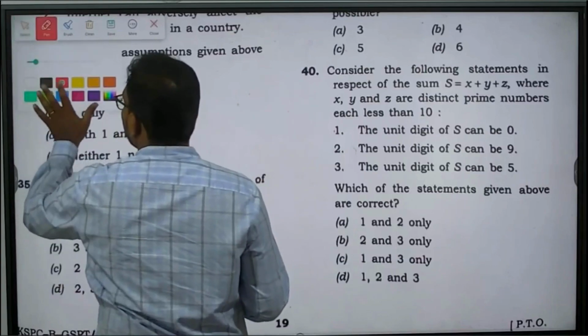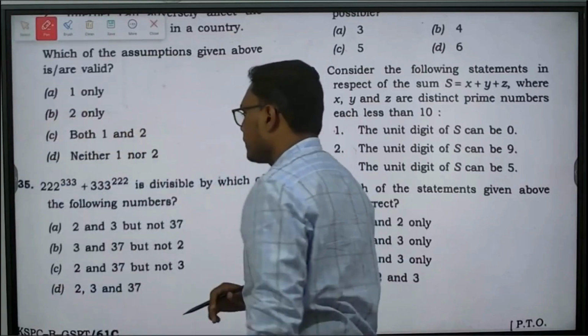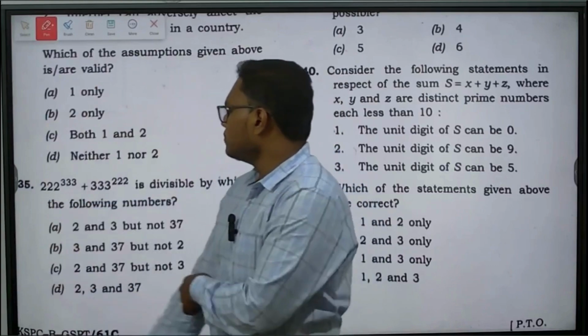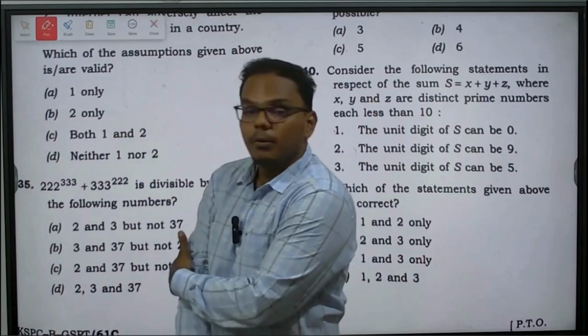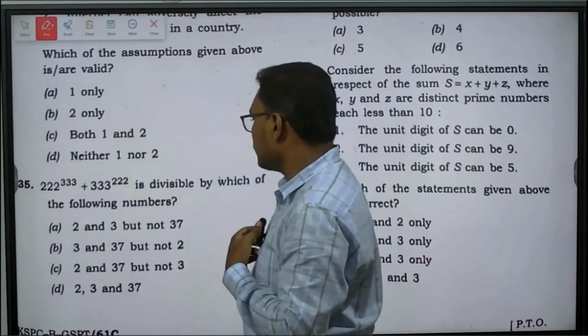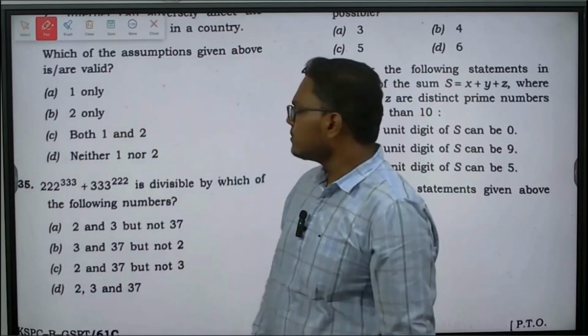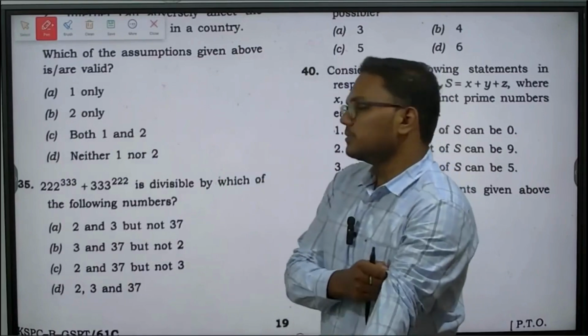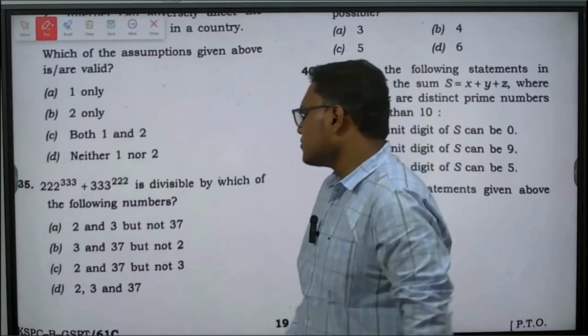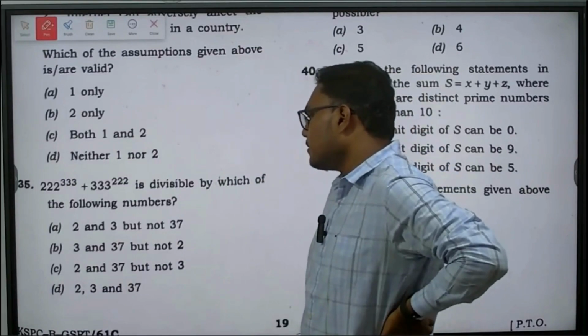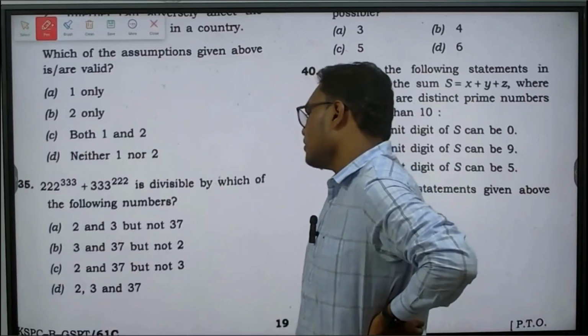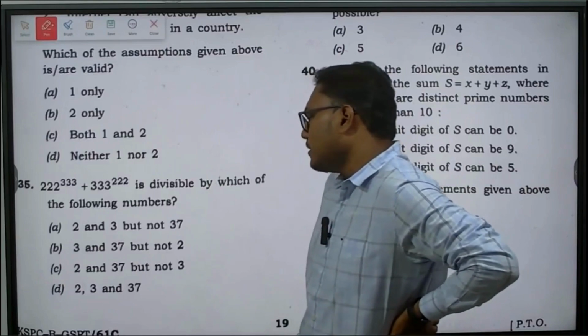One good reason is because of the options. See, you have 222 power 333 plus 333 power 222. The question will look so massive. Is it divisible by which of the following numbers? It's divisible by 2 and 3 but not 37, 3 and 37 but not 2, 2 and 37 but not 3, 2, 3 and 37.